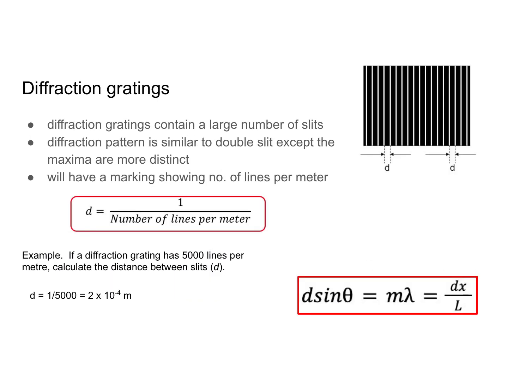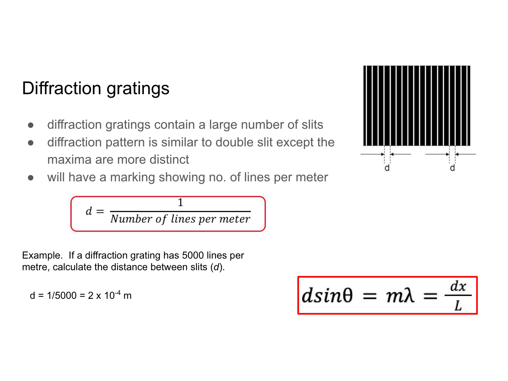Now, diffraction gratings are just a slight variation of our double slit, where we have something that's made of glass, perhaps, that's quite transparent, with lots of different etchings or scratches on it. The gap between these scratches, or each gap, just functions as a slit. So they contain a large number of slits, similar to the double slit diffraction pattern, except the maxima, the bright spots, are much more distinct.